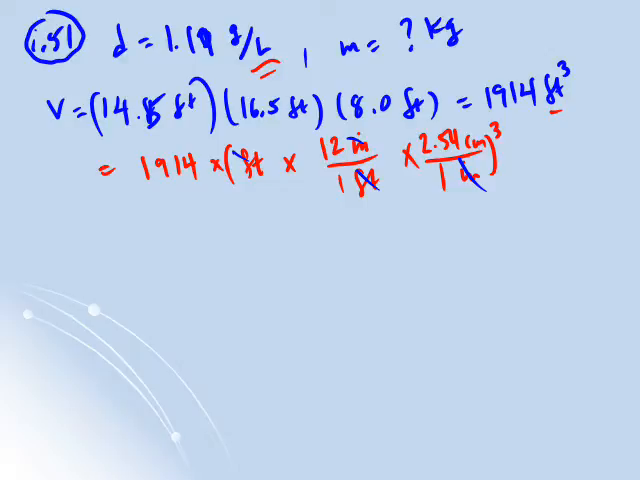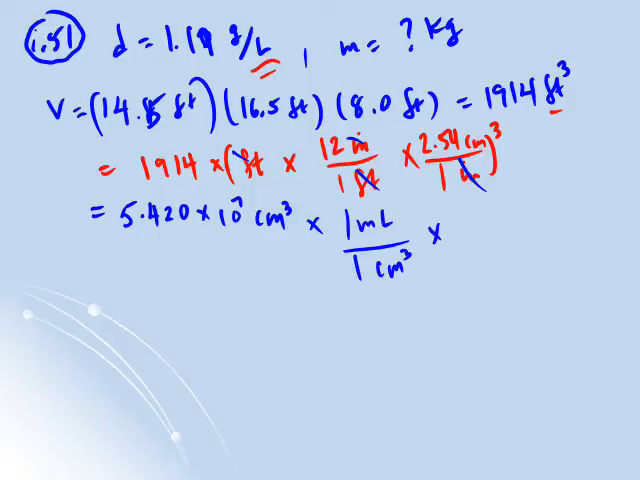The value is 5.420 times 10 to the power 7 centimeter cubed. Now centimeter cubed is same as ml, so let's change that to ml. I'm going to write down here 1 centimeter cubed is 1 ml. That's the conversion value. And 1000 ml makes 1 liter. And this gives me 5.420 times 10 to the power 4 liter. So 5.420 times 10 to the power 4 liter is the volume of the room.